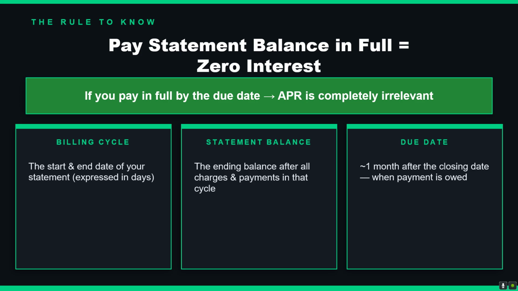And the statement balance is made up of all the charges within that billing cycle and any payments. So if you spend $10,000, pay $6,000, there's a $4,000 balance outstanding. That $4,000 balance is going to become the amount that is due on your due date. It's usually like a month after your closing date. And so that's what we're talking about in terms of definitions.